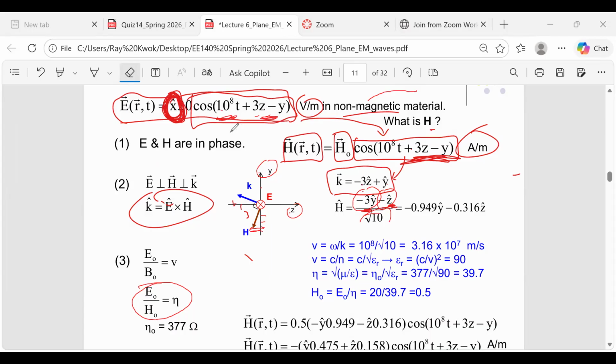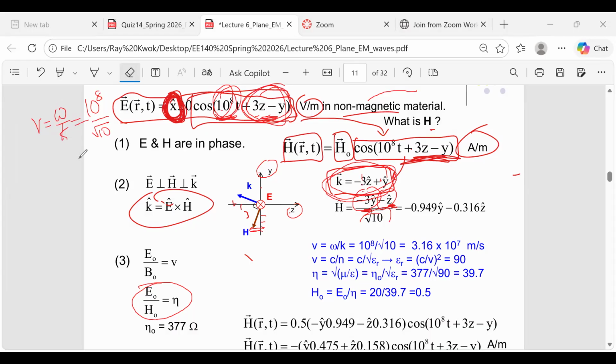So how do I find it? Well, I know velocity is omega over k. What is omega? 10 to the 8, whatever is in front of the t, right? So that's 10 to the 8. What is k? The magnitude of this, square root of 10. Right? K vector is this. What's the magnitude of this vector? Square root of 3 squared plus 1 squared. Right?